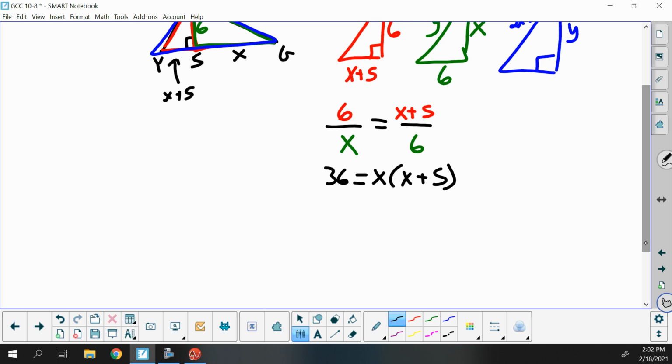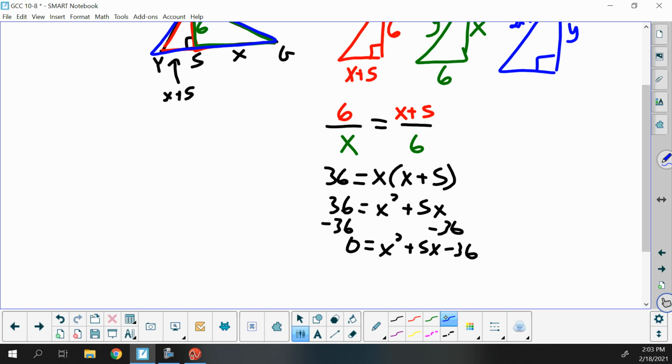This is going to be somewhat similar to our last one. Distribute the x. We got x squared plus 5x. Because we have an x squared and an x, we want to get everything on the same side, so it's equal to 0. So we'll subtract the 36 over. We have 1 in front of the x squared. So we want to multiply to negative 36 and add to 5. Well, if you're multiplying to a negative, we know one of them should be a positive and one should be a negative. That's the only way you can multiply to a negative. And then we want it to add to 5. So that would be a positive 9 and a negative 4.